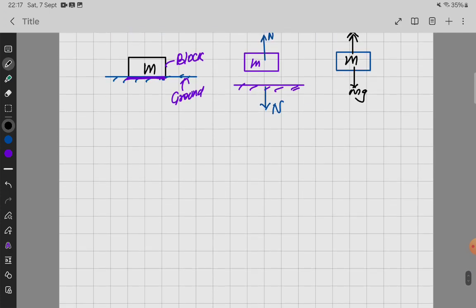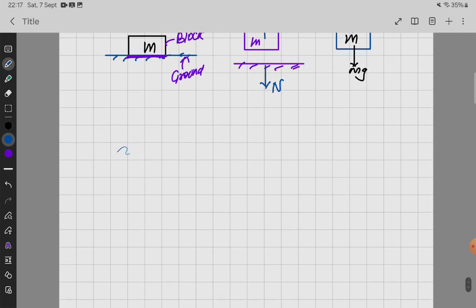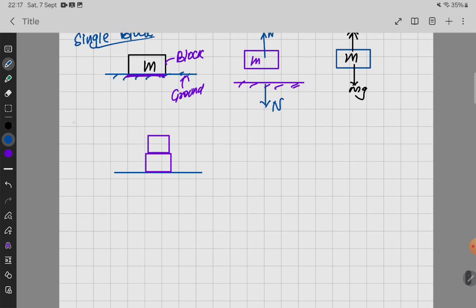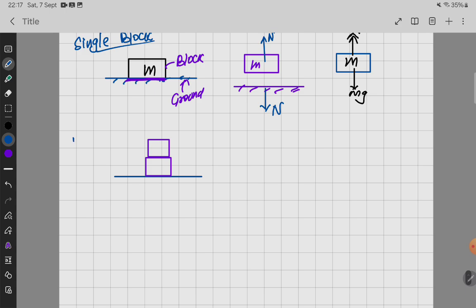Okay, now let us take another example. Here I am taking two blocks. This is a two block system. So this is the single block system. This is the single block. Now this is two block system.